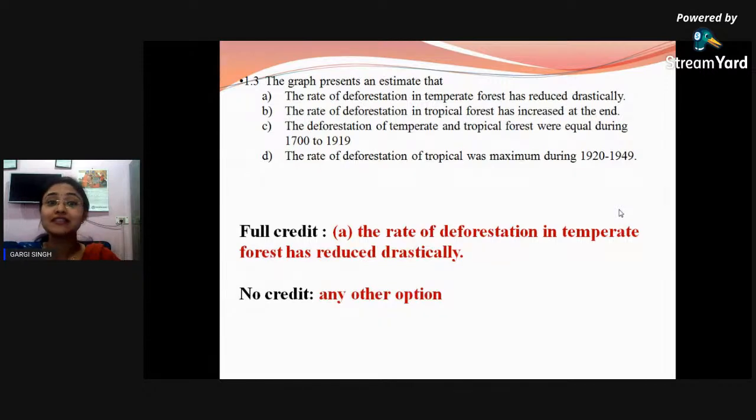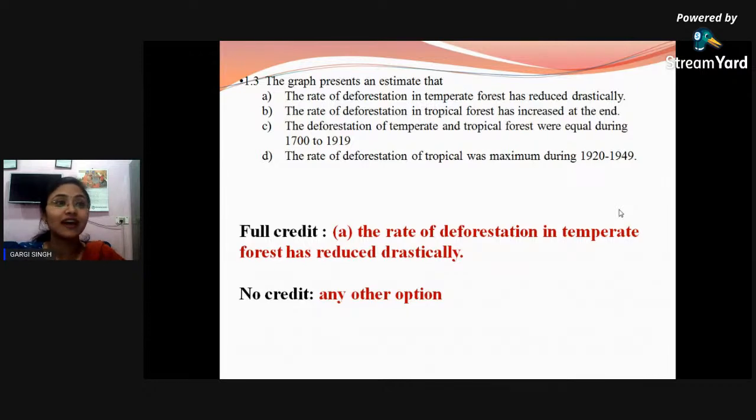You will be getting full credit if you have written the rate of deforestation in temperate forest has reduced drastically. This was something which was very visible in the graph. You had to simply interpret. Rate of deforestation in tropical forest didn't increase at the end. It increased in between and then it again decreased. So when you interpret data, you have to be very careful in observing the information. There is no partial credit and there's no credit for any option other than A.